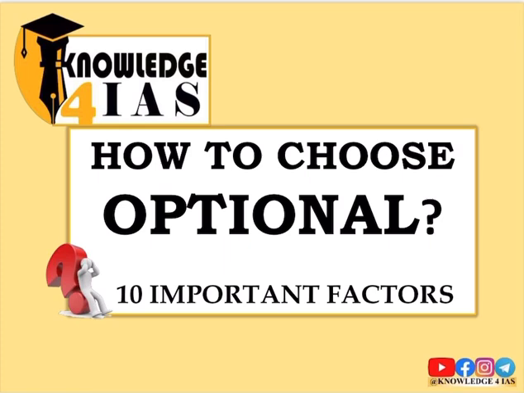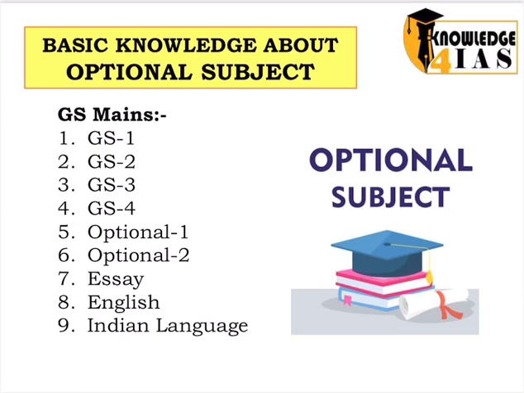So in my series of basics about UPSC, in this video lesson, I'm going to tell you about a very crucial decision, that is how to choose optional paper in UPSC. Now I have divided this series into three parts. In the first part, I will tell you some basic knowledge about this optional subject. Then I will tell you 10 prominent factors that you should keep in your mind while selecting an optional. Then in the third part, I will tell you what are the steps that you need to take while selecting this optional paper.